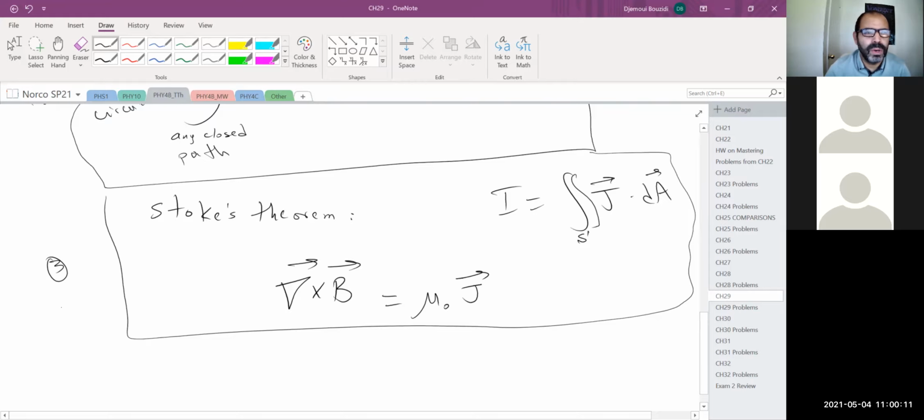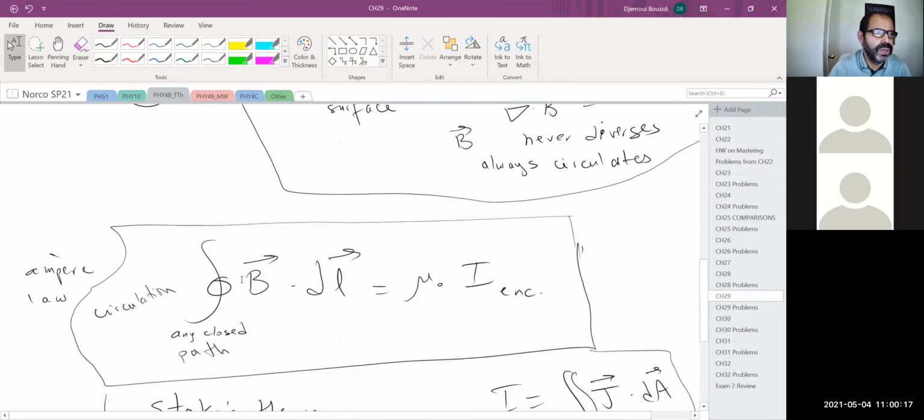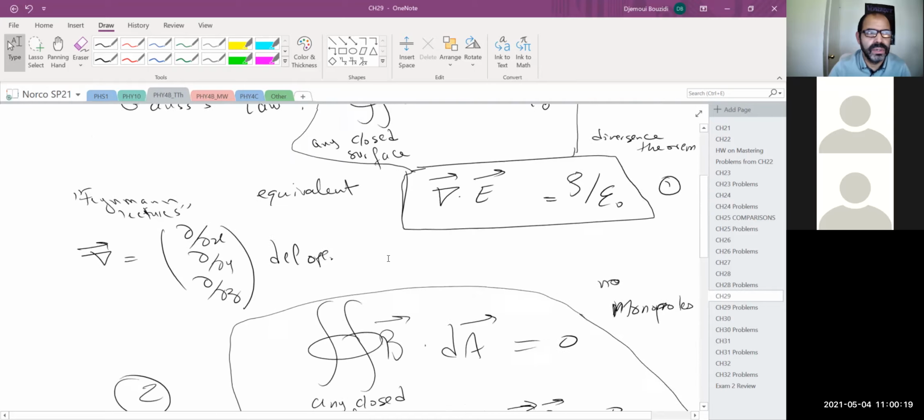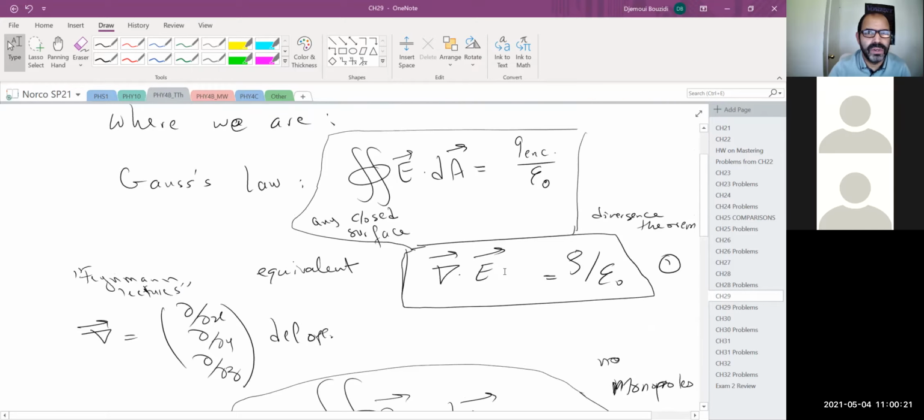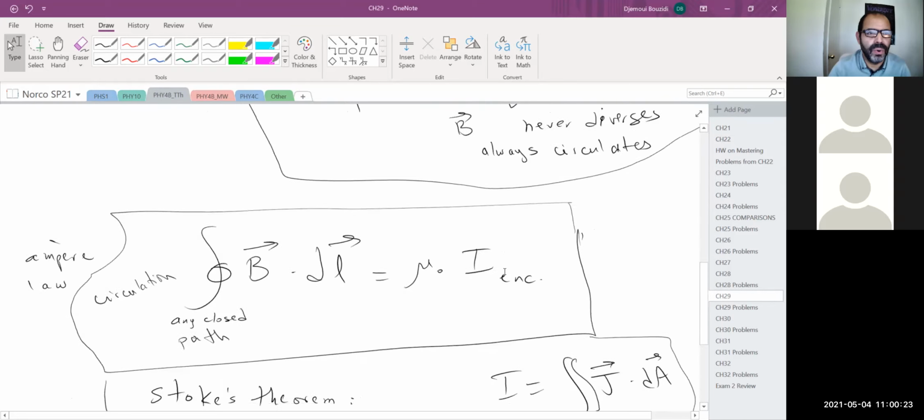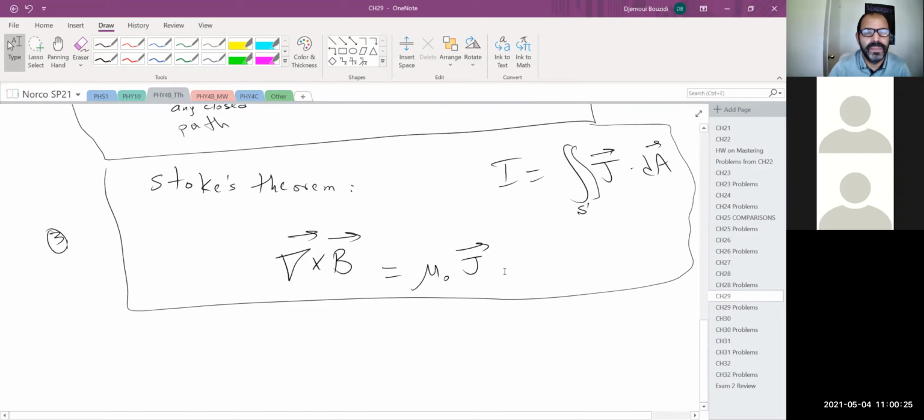And now we're missing a piece of the puzzle. We know how the magnetic field circulates. Here it is. We know how it diverges. Here it is. We know how the electric field diverges, and here it is. We don't know how the electric field really circulates, if it does at all.